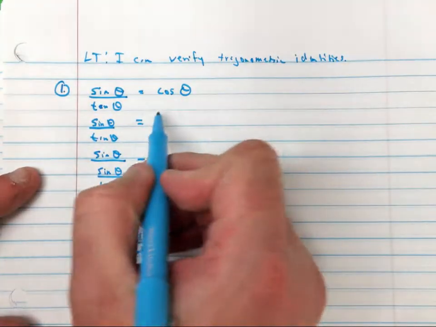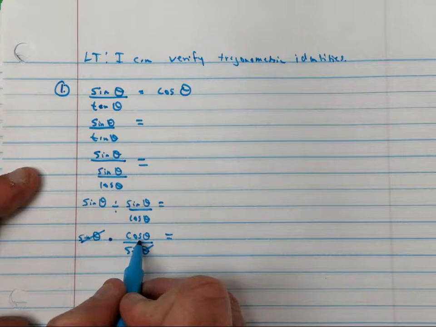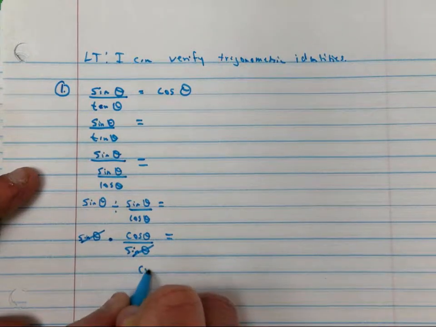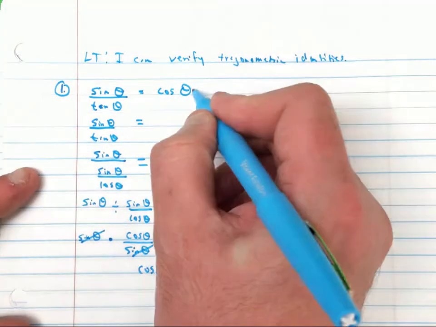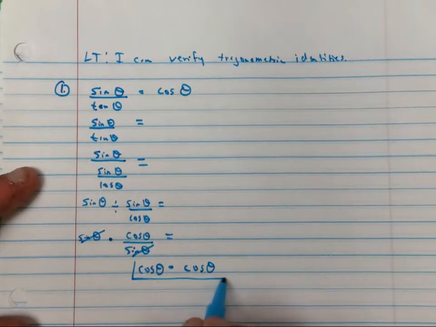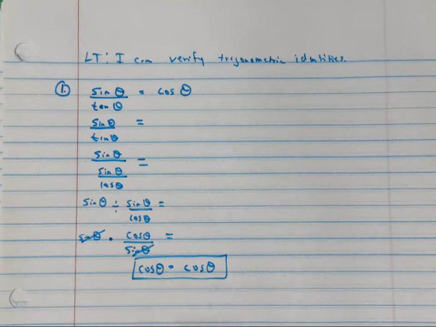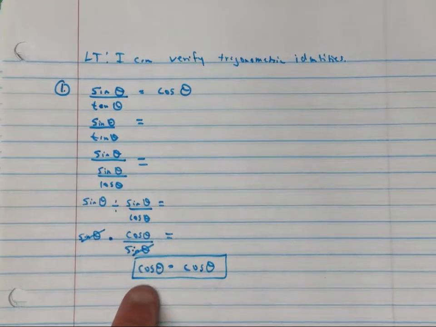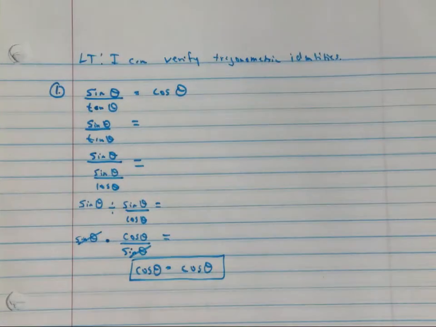Now, in my mind, I was trying, how am I going to get to cosine theta? Well, I just did. That's the only thing left. So, at this point, I'm done. Bring what I wanted to prove down here and box it in. You just proved to me by breaking this side down that cosine theta is equal to cosine theta.